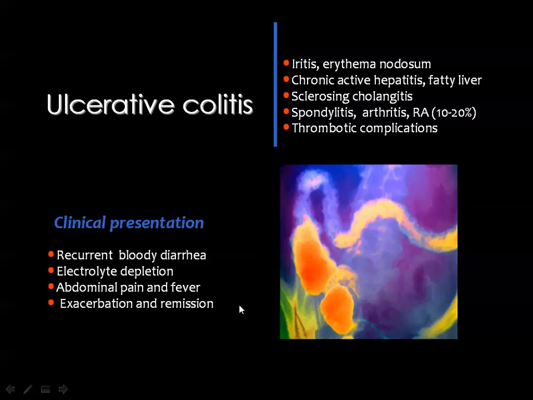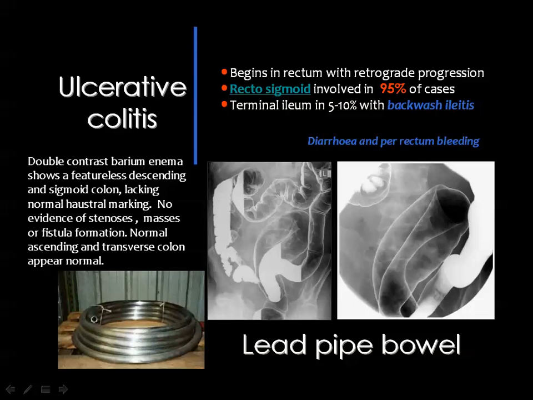thrombotic complications. Then many of you remember this lead pipe appearance of the bowel. By the development of ulcers and inflammation and fibrosis, you get effacement of the haustra, and the colon will be like a tube or lead pipe with no haustra, and the walls are almost parallel to each other.